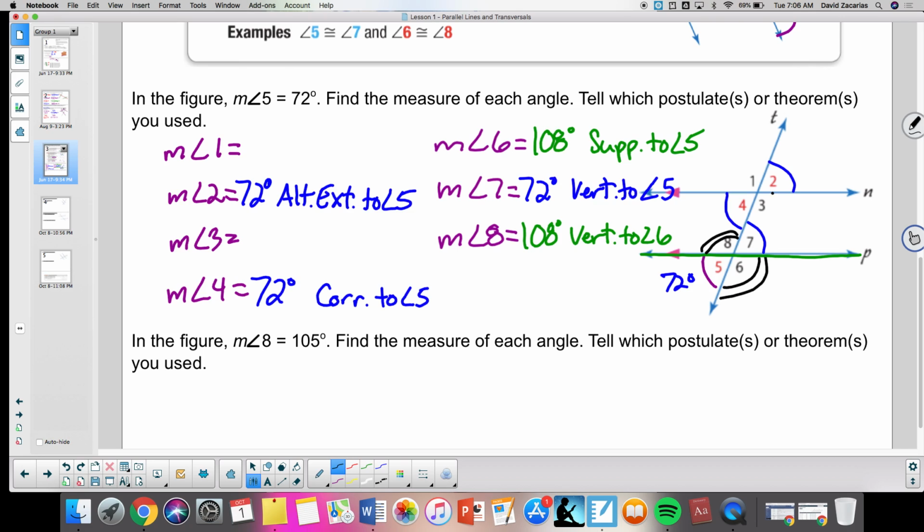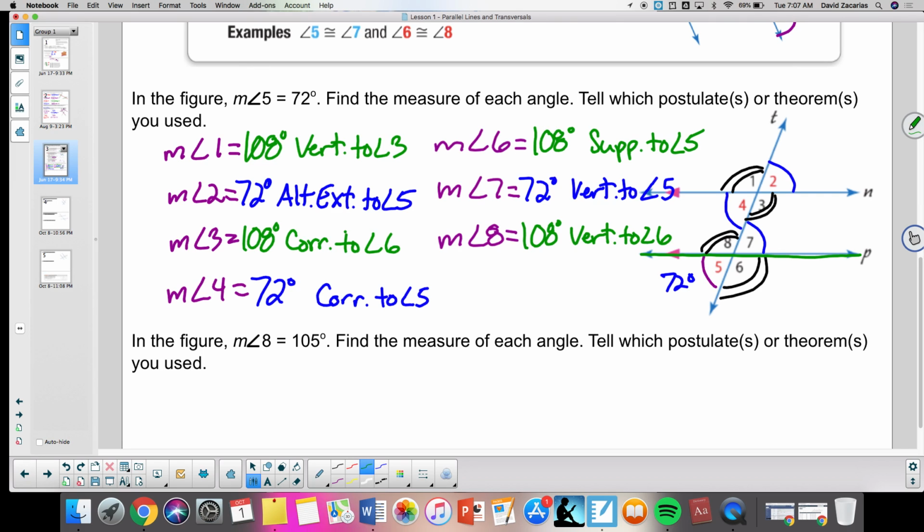We know that angle 3 is corresponding to angle 6, so that has to be 108 because it's corresponding to angle 6. And lastly, we have angle 1. Well, that's vertical to angle 3, so angle 1 we know is 108 because that's vertical to angle 3. So in this case, notice all these angles are one or the other. All the obtuse angles are the same degree measure. All the acute ones are the same degree measure.